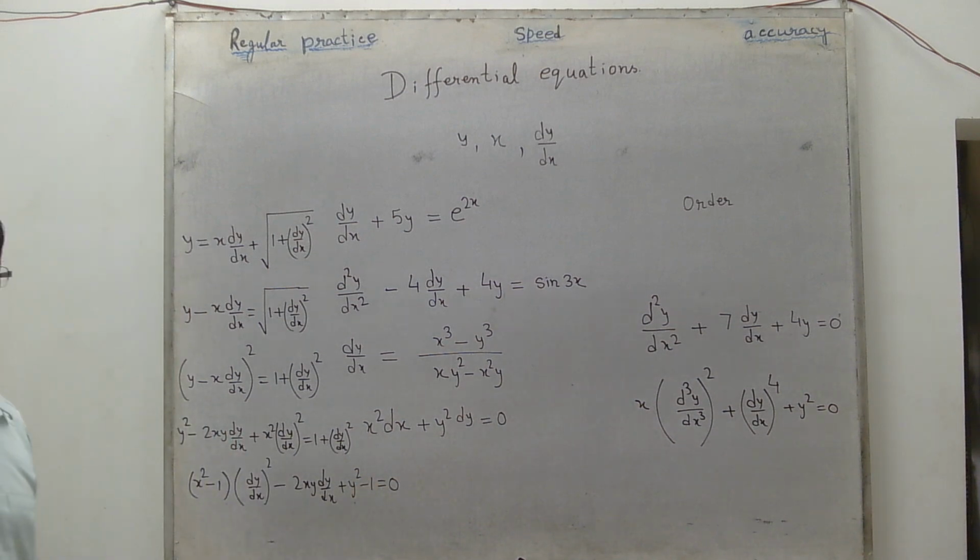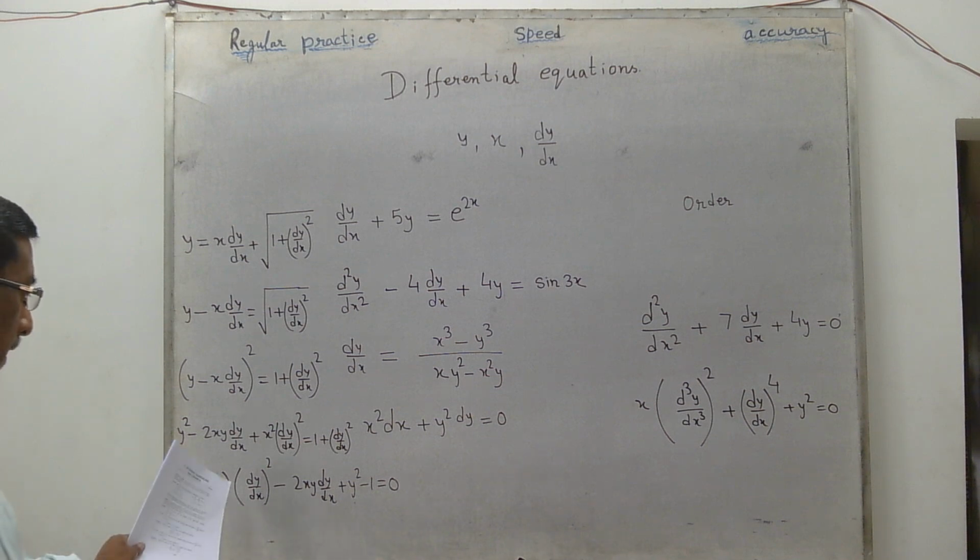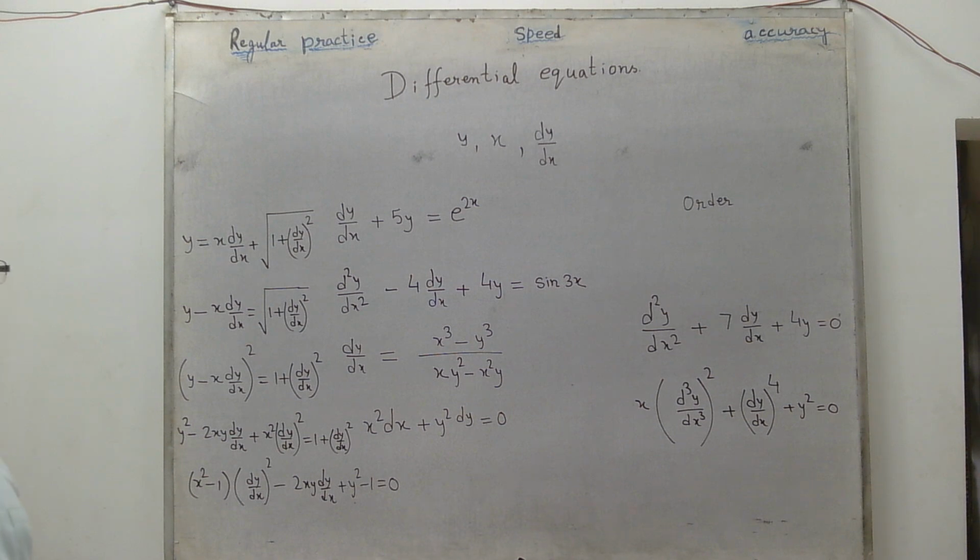This is in standard form, and we see here dy by dx first order, and the power of this is 2. So we can write this is the differential equation of order 1 and degree 2.